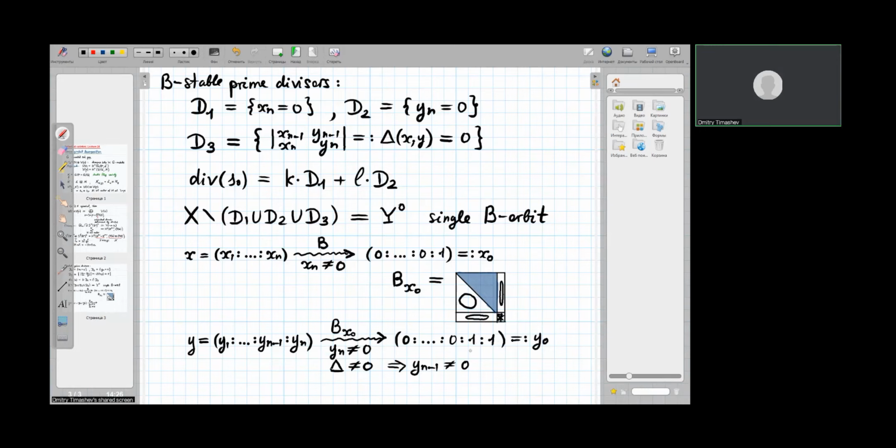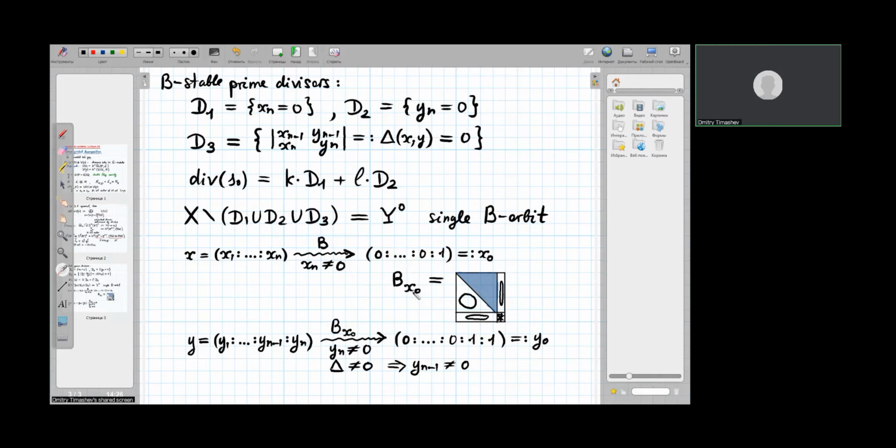What we have proved is that any point in this complementary set can be moved to one and the same point, namely the pair x0, y0, by applying some element of B. First we apply some element of B here to put x to this form, and after that we apply some other element of B from here to put y to this form, but this form will not be destroyed when we act by this element, because this is a stabilizer.